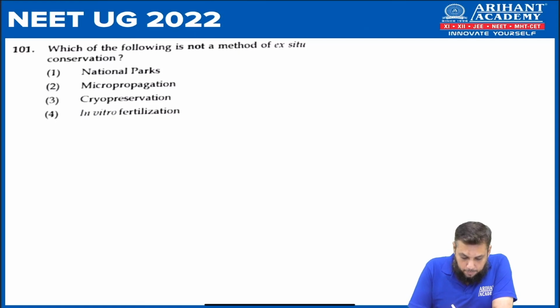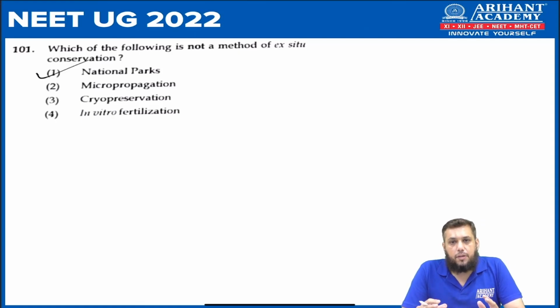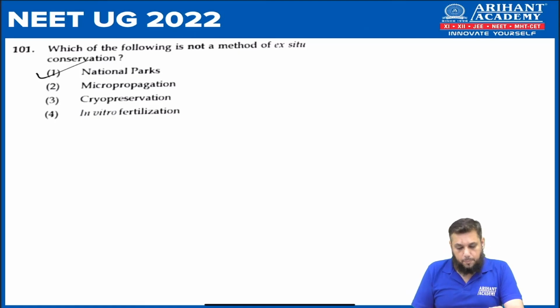But the national parks are those places where we conserve the particular species in its original habitat, in its natural place. So it is a method of in situ preservation, and it is not a method of ex situ preservation. So the answer will be 1, national parks.